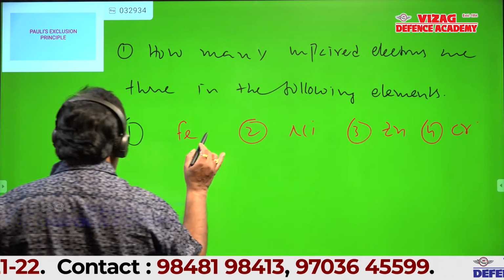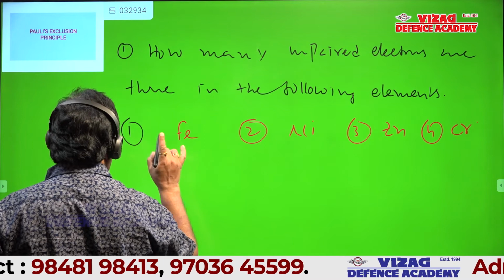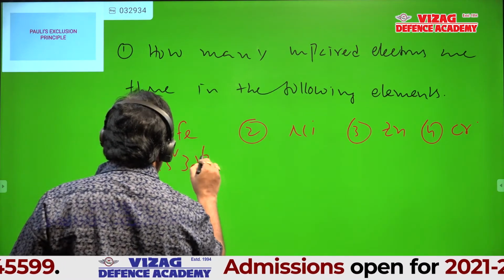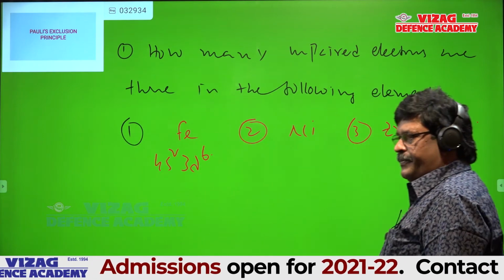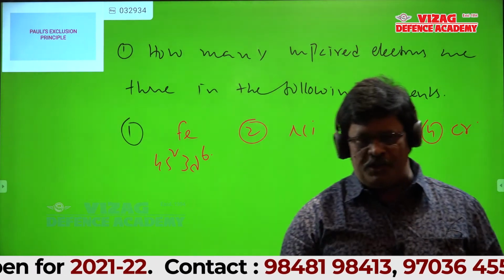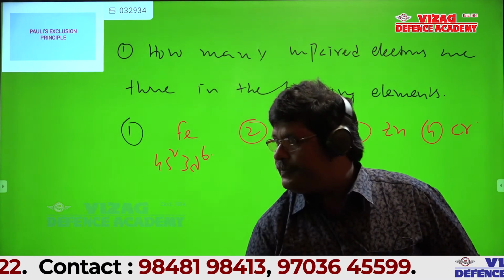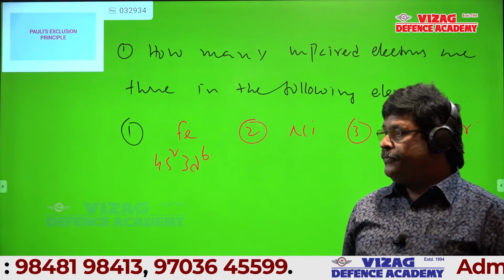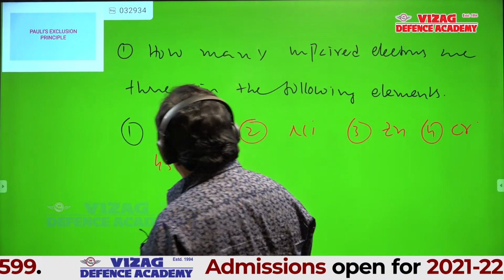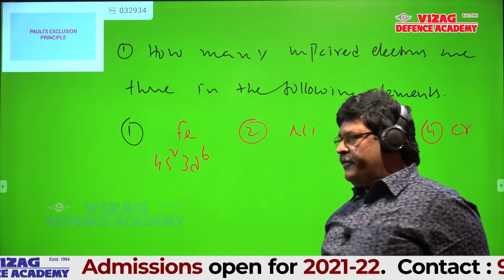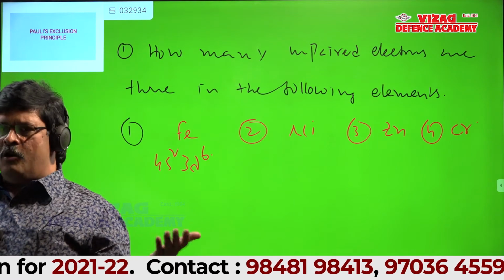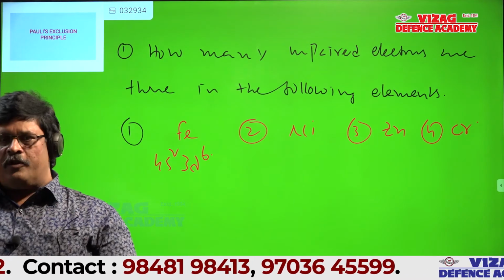For iron, I'll tell one example if you want. Iron is 4s2, 3d6, right, students? Can I write the iron outer configuration as 4s2, 3d6? Is it okay? Then you write like this the outer configurations for all the 4, and you write how many unpaired electrons are there in the given 4 elements.